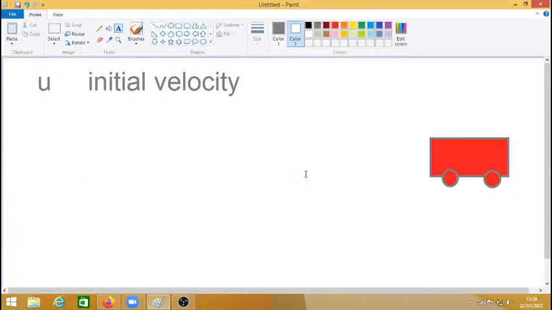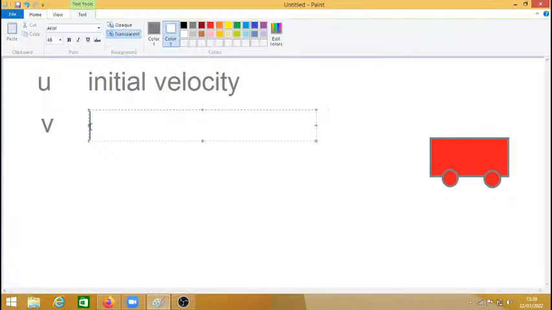Then as it went across the screen, it's got a different velocity. When it gets to the end of the screen, that's the final velocity. In a typical question, the thing might stop or it might just pass a finish line. It hasn't necessarily stopped, but the speed that it passes the finish line at is called the final velocity, and the letter we use is v.